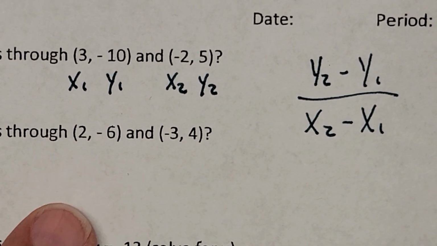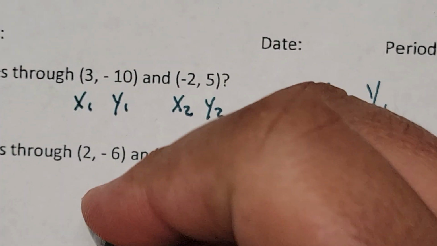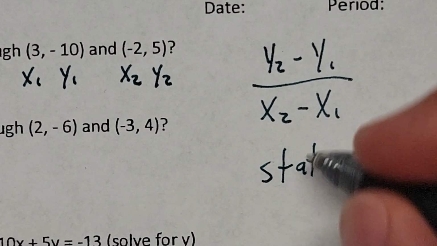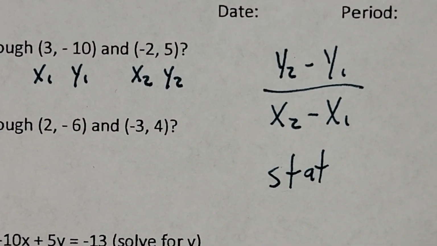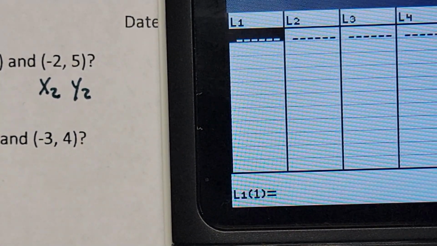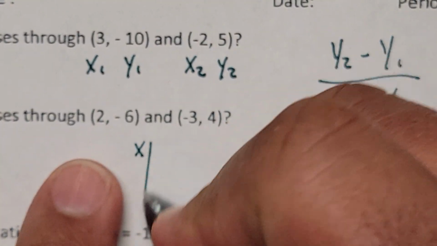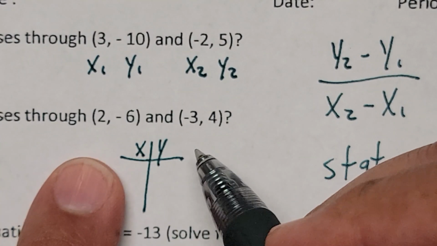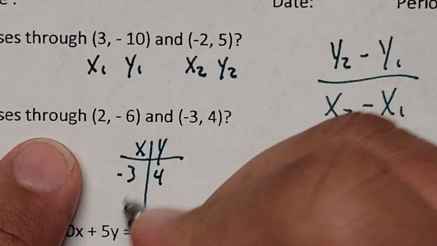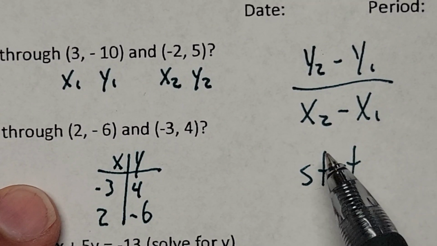Now, another thing you can do is use L1, use stat. All right. Now to do stat, you go to stat, you edit. You want to make sure you line these lists up. So I need an x, y. Okay. So we're going to put negative 3, 4, and then 2, negative 6. So you can use either one of these.